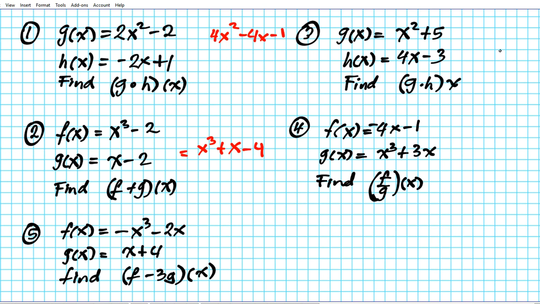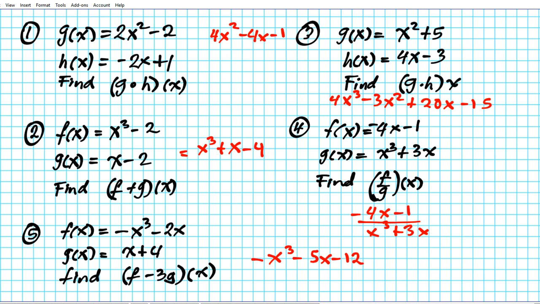Number 3, the answer is 4x to the third minus 3x squared plus 20x minus 15. Number 4 is negative 4x minus 1 over x to the third plus 3x. And lastly, number 5 is negative x to the third minus 5x minus 12.